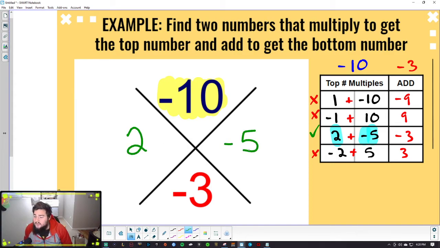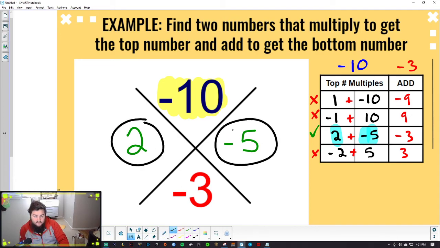And then we should always double check. 2 times -5 gives me the top number, -10. And 2 plus -5 gives me the bottom number, -3. So these are our winners, 2 and -5.